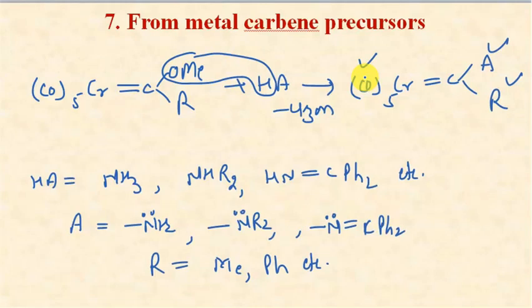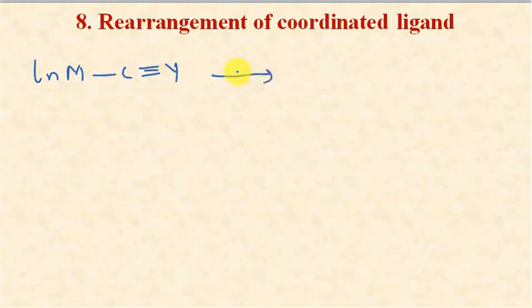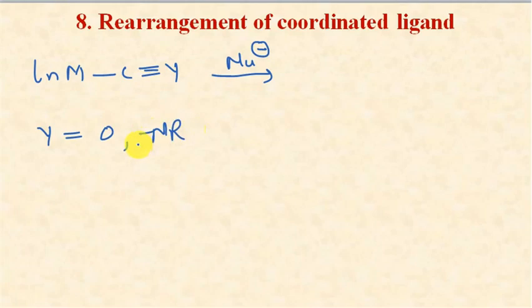Now the next one is rearrangement of coordinated ligands. Consider the complex LnM. It is coordinating to this type of ligand. We will attack the nucleophile on this coordinated carbon atom. Now what can be the variants for Y? It can be oxygen. For example, we have carbonyl. If we replace this Y with O, we will get carbonyls. It can be NR substituents.